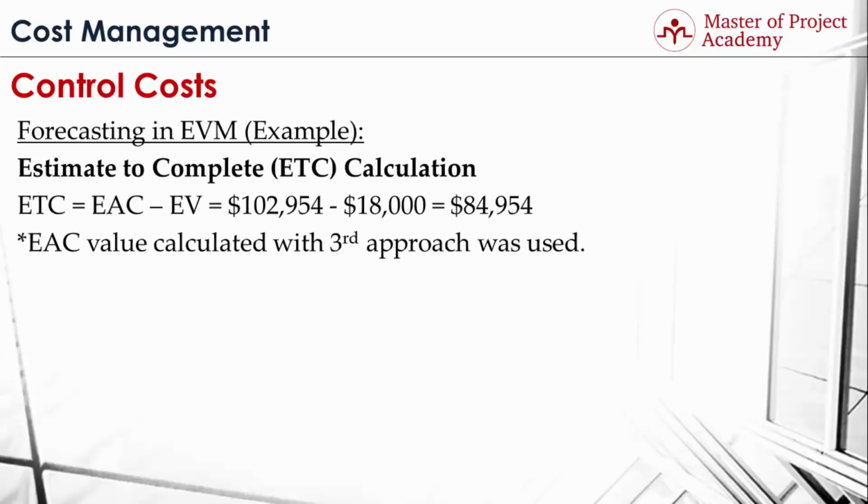$84,954 for the remaining activities of the project according to forecasts. Note that we use the estimate at completion value we found by the third approach in this case. Depending on the estimate at completion value you'll be using, estimate at completion will vary as well.